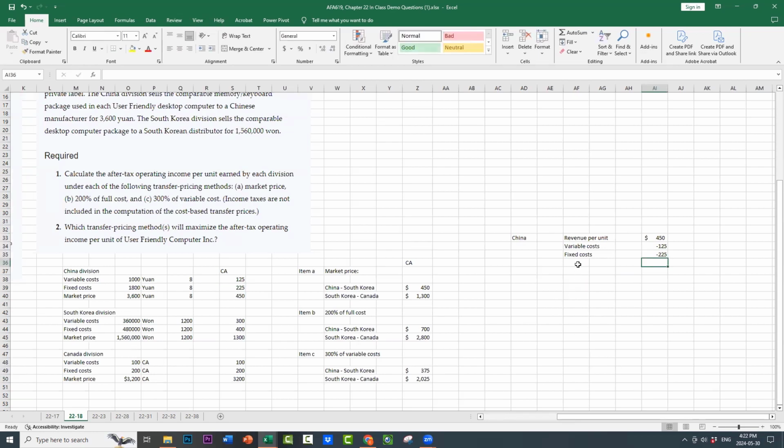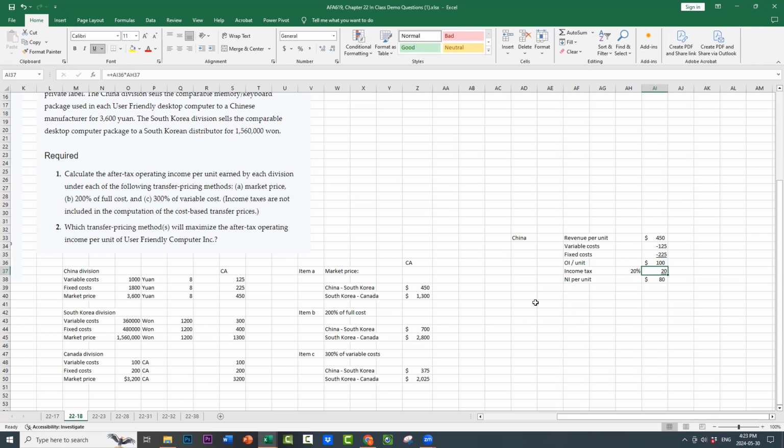And so their operating income per unit is going to be these things added together. There we go. $100. We know that they've got income tax. And that income tax is 20%. So we're going to take this and multiply it by the 20%. That's their income tax. And so their net income per unit is going to be $80. I'm just going to put this here.